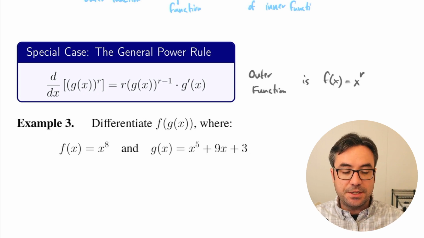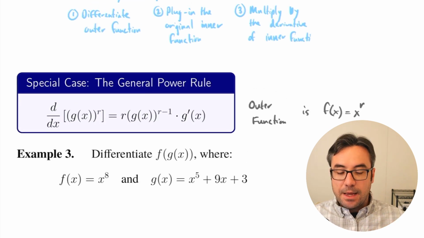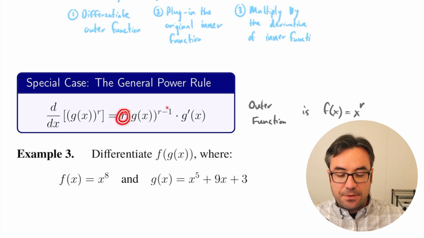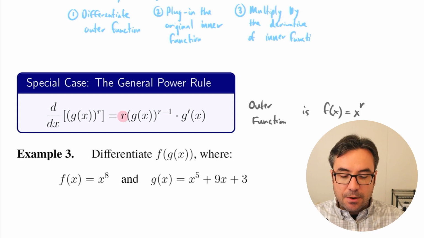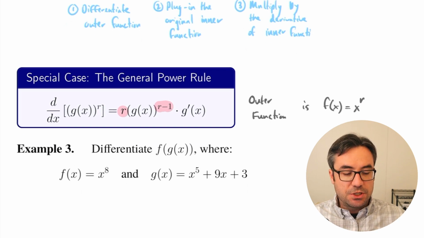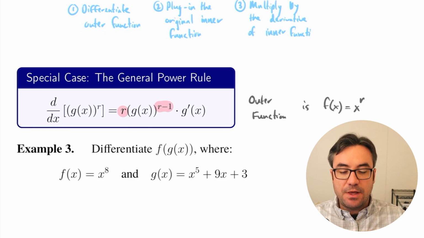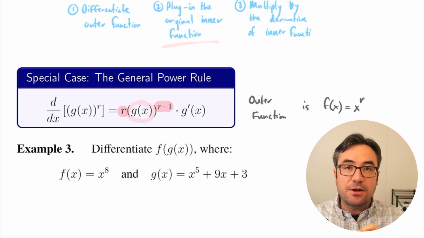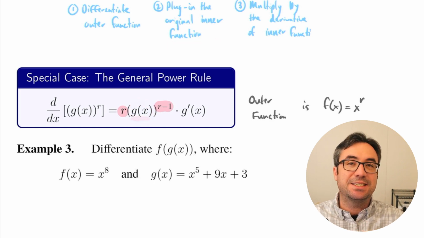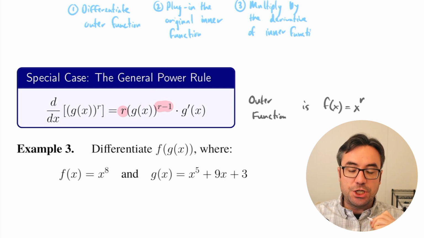So how did we differentiate something like this? We would apply our general power rule. The first step is to differentiate the power function. We bring down the exponent and subtract 1 from the exponent, just like with the regular power rule. So we're just differentiating this power function. Once we have the derivative of our outer function, we move on to step 2, and we keep the inner function exactly the same. So we keep g of x exactly as is. That's our plugging in of g of x.